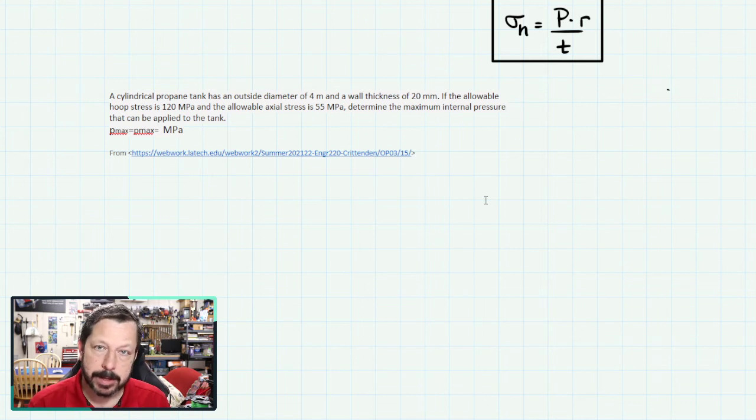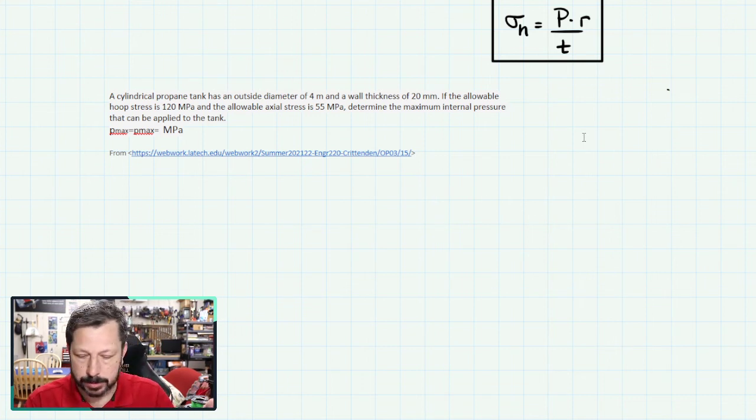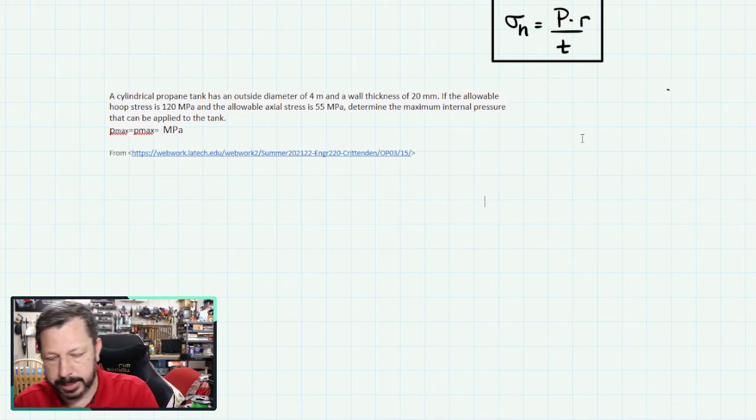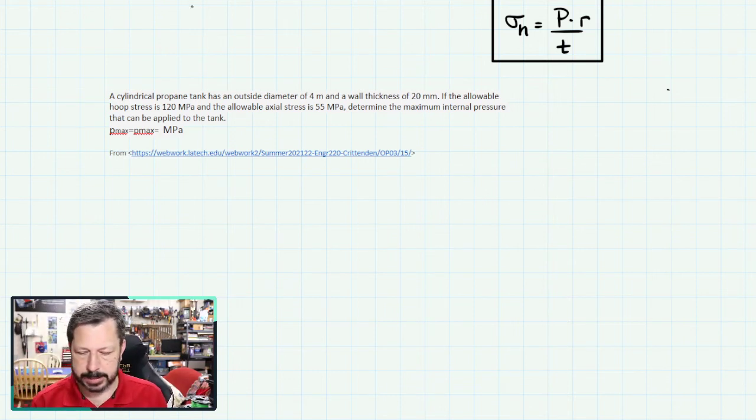So again, if we took the radius of 2 meters and a wall thickness of 20 millimeters, that's definitely going to fall in the thin wall pressure vessel range. If the allowable hoop stress is 120 megapascals and the allowable axial stress is only 55, so I actually have a stronger hoop stress than I do axial stress, determine the maximum internal pressure that can be applied to the tank in megapascals. So I actually have to solve both of these to figure out which is the worst case scenario. Or I can just think about it and say, well, there's a ratio of 2 to 1 between the hoop stress and the axial stress.